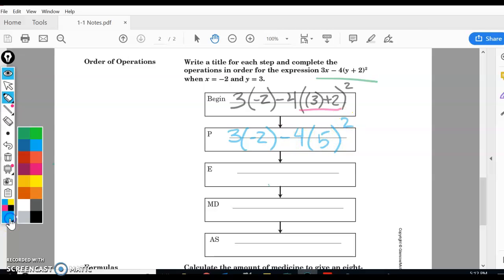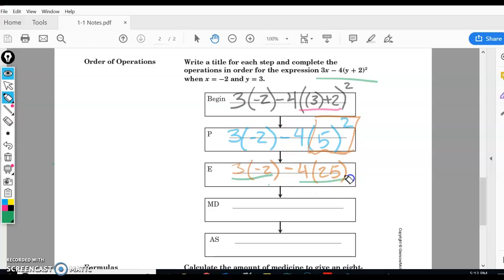Next step is to do exponents. See exponents here. Some people want to do 4 times 5 and then squared. Just do 5 squared. This quantity right here first. 3 parenthesis negative 2 minus 4 parenthesis 25. Next, we're going to do multiplication division, but we're going to do left to right. So we're going to do this first, and then this multiplication after. 3 times negative 2 is negative 6. And then we have minus 4 times 25, which is 100.